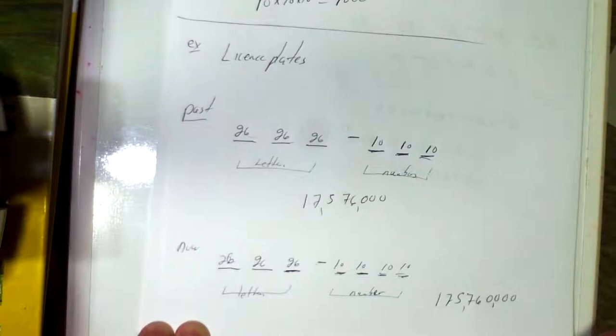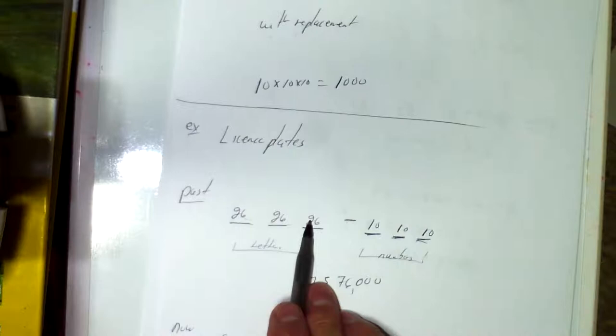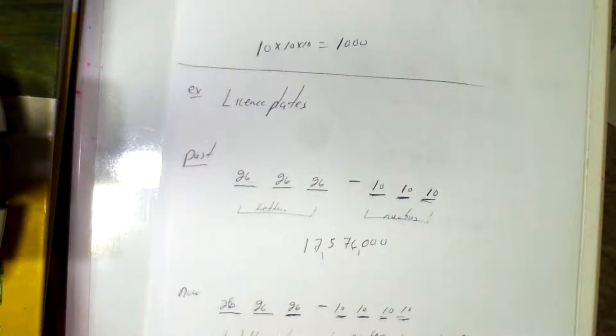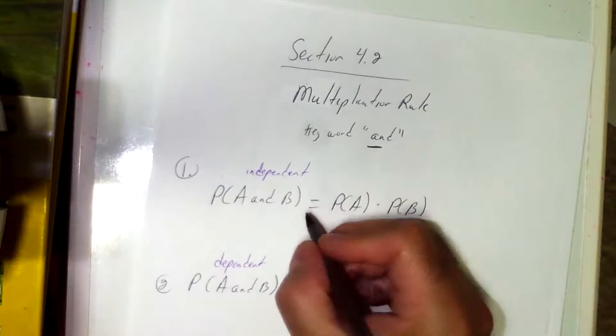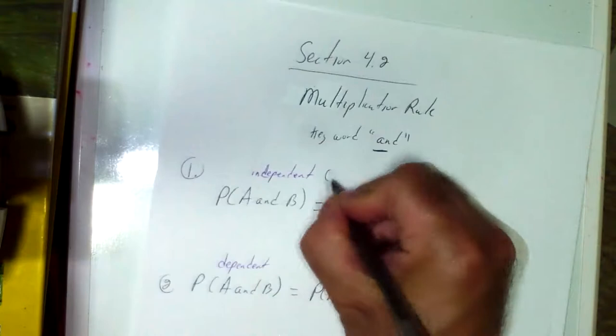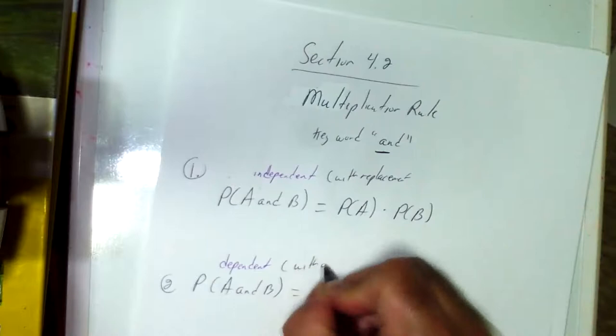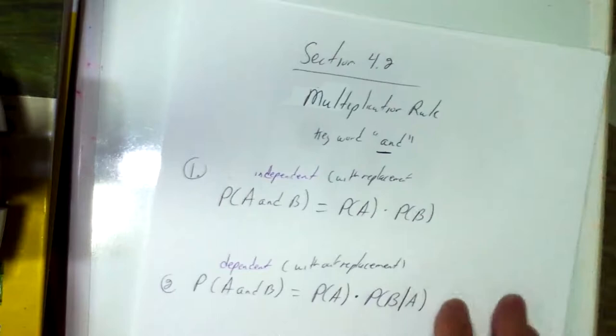So remember, this is with replacement, right? The values are the same, these are with replacement. Now that you know the difference between with replacement and without replacement, where the numbers decrease without replacement and stay the same with replacement, we can go back and attach the terms to it. So independent means that it is with replacement, and dependent means without replacement.